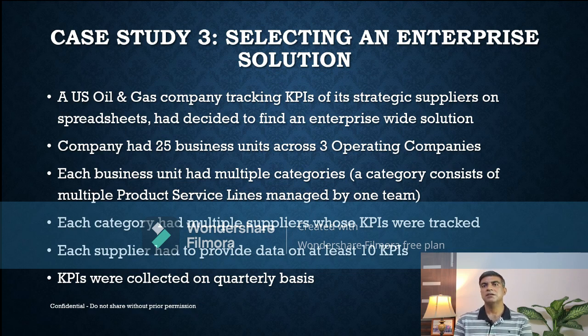A category is a collection of product service lines. For example, cement would be a product, logistics or transportation would be a service. So a collection of similar product service lines clubbed together and managed by one team is called a category. Each business unit had multiple categories, and each category had multiple strategic suppliers, and each supplier was given a set of KPIs, at least 10 KPIs, for which they had to provide data on a quarterly basis.